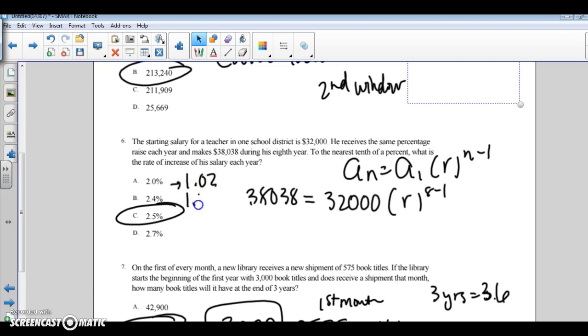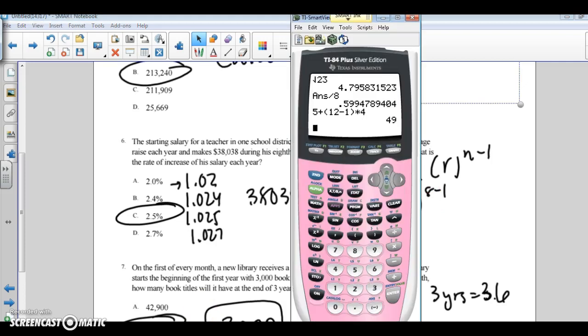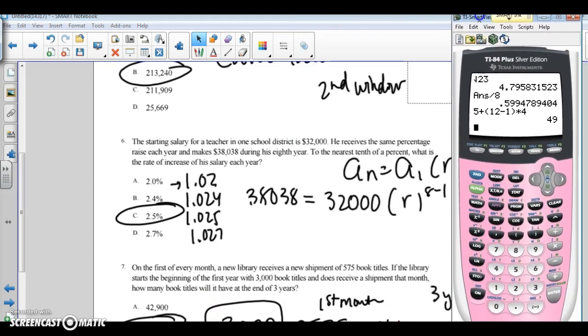1.02, 1.024, 1.025, and 1.027. We're just going to put this on our calculator and see which one gives us the closest answer to 38. So we'll type in 32,000, and we'll start with 1.02 to the 8 minus 1, and we get 36, so not quite enough.